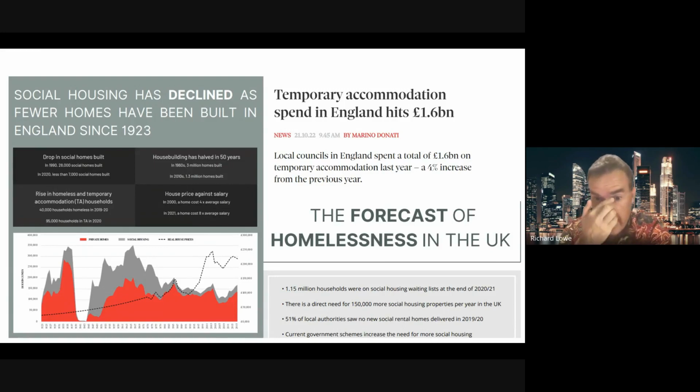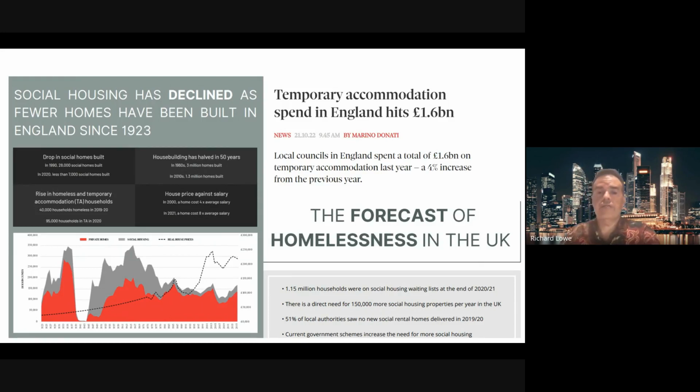If we look down at the bottom right-hand corner, some of these bullet points show that there's 1.15 million households who are on social housing waiting lists at the moment. That's an awful lot of people. There is a direct need for, it's estimated, 150,000 social housing properties per year. And when we look at the last data back in 2020, only 7,000. So there's just a huge disparity between what's needed and what's being delivered at the moment. And 51% of local authorities saw no new social housing rental homes delivered in 2019, 2020.